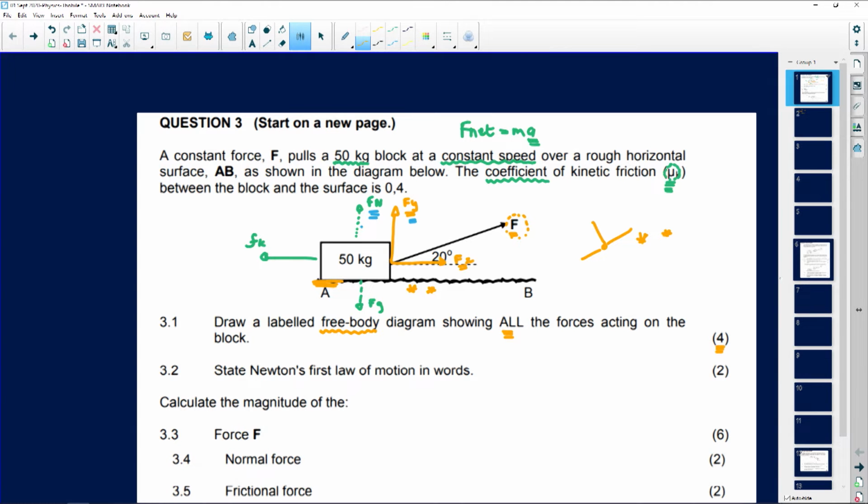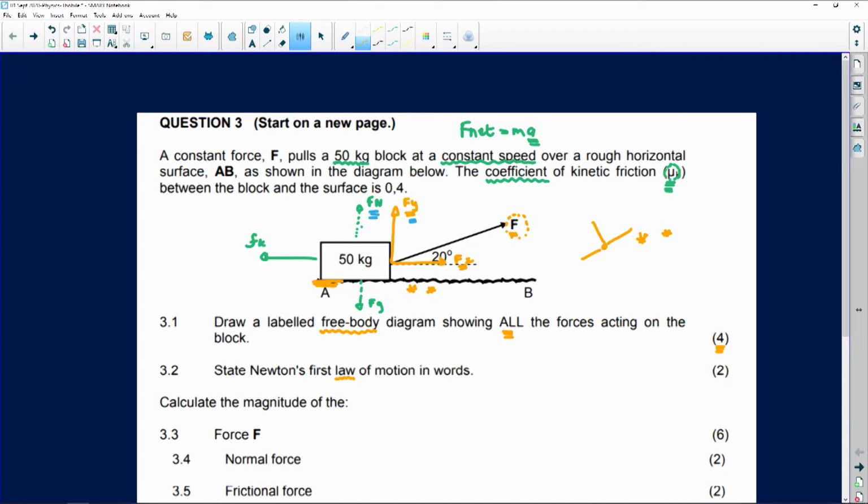So 3.2 says we must state Newton's first law of motion in words. Now, how I always tell my kids, I always have a story behind everything and how I remember things. Always try to find, if you see the formula or you understand what Newton's trying to say, something practical in your life so that you can link it to that and remember it. It always works for me.